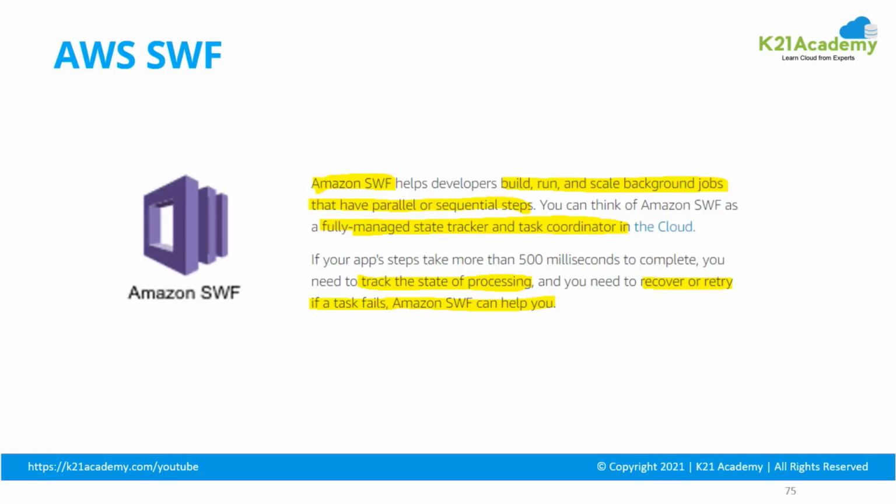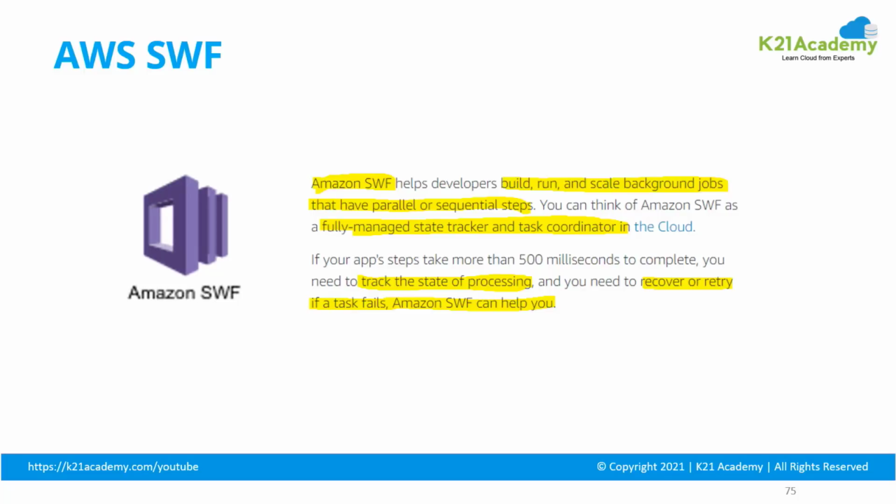So Simple Workflow Service helps developers to build, run, and scale background jobs that have parallel or sequential steps. So if you're building an application that has multiple steps, and you want these multiple steps to be done either serially or in parallel, you want to make sure that all these workflows are being tracked.